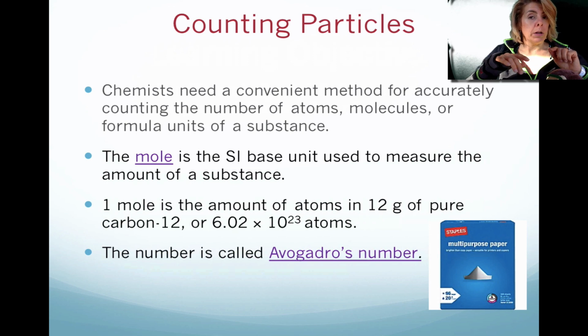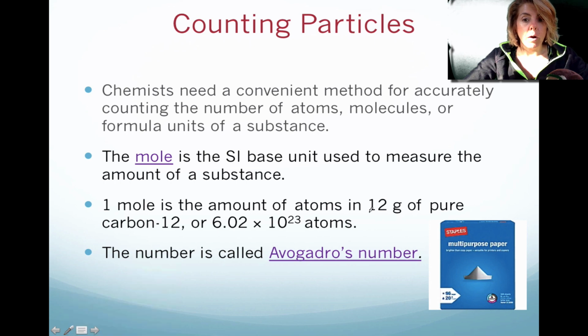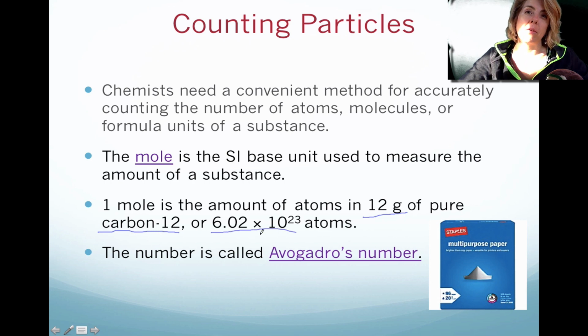Now, what is the mole? Notice that the mole is the amount of atoms, and those atoms are in 12 grams of the element carbon-12. So we're talking about an isotope of carbon. Now, here is an interesting number, 6.02 times 10 to the 23rd. You'll get to know that very well. That is called Avogadro's number.